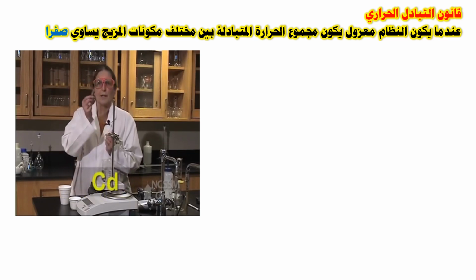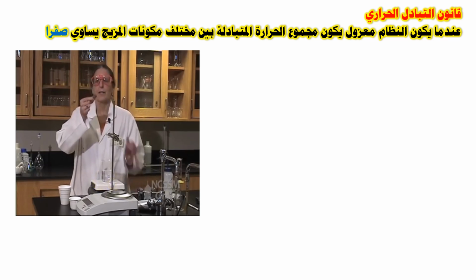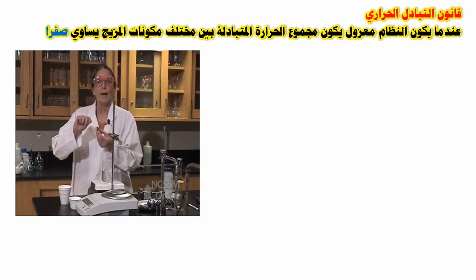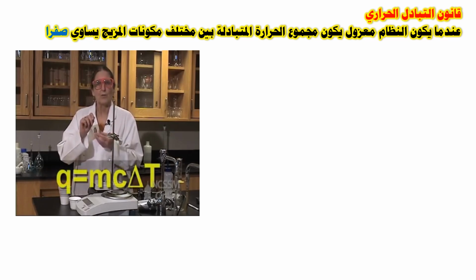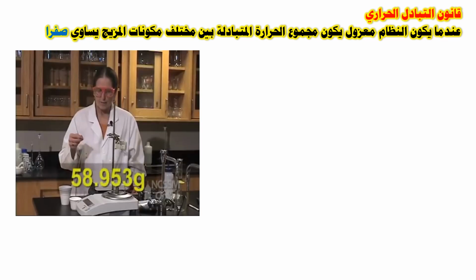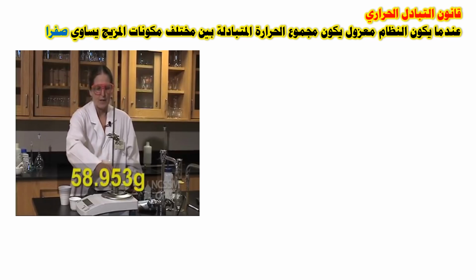We have a piece of cadmium metal, and we're going to try to find out the specific heat of this metal. We know that the quantity of heat is equal to mass times the specific heat times the change in temperature. So let's start by finding the mass of our sample. The mass of our sample is 58.953 grams.